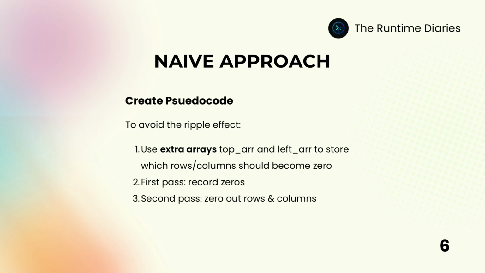The first correct solution most people arrive at looks like this. Instead of modifying the matrix immediately, you use two helper arrays. One array marks which rows should eventually become 0. The other array marks which columns should become 0. So we do a first pass to record where zeros originally exist, and a second pass to apply the changes. This prevents the ripple effect because you never modify your source data during the recording stage.